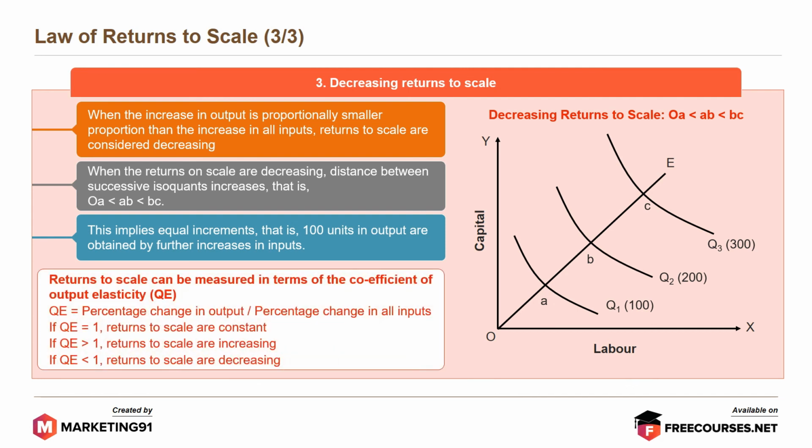Therefore, returns to scale can be measured in terms of the coefficient of output elasticity, QE. QE is equal to percentage change in output divided by the percentage change in all inputs. So if QE is equal to 1, returns to scale are constant. If QE is greater than 1, returns to scale are increasing. And if QE is less than 1, returns to scale are decreasing.